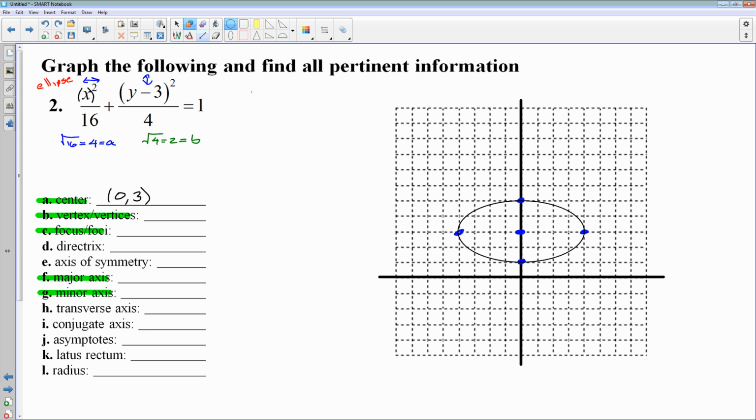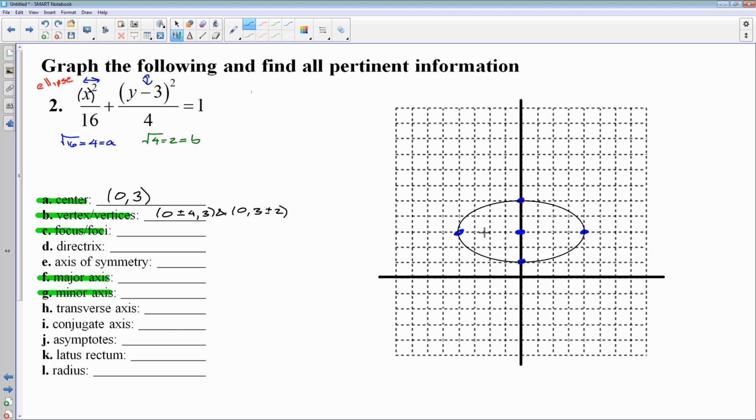Then I'll answer the rest of my questions. My vertices, I like to answer it this way because I'm kind of lazy. I started at an x coordinate of 0, and then I went right 4 units, and I went left 4 units. So I'm going to add and subtract 4 from 0, and I did not go up or down. And then my other 2 vertices, I went up and down 2 units. Well, up and down changes the y coordinate, so up and down 2.